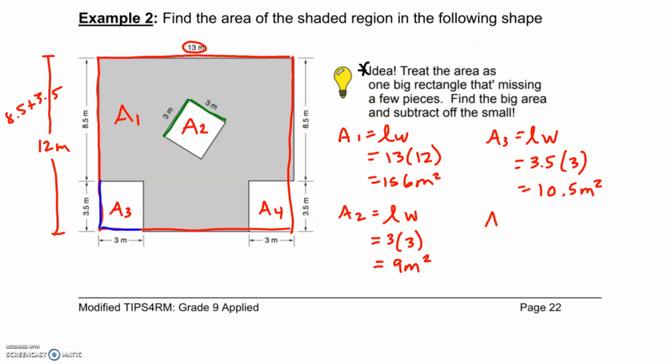And I'm going to look at area 4. And area 4 has the same dimensions as area 3, 3.5 and 3. So I know that area 4 equals area 3, which is just 10.5 meters squared.